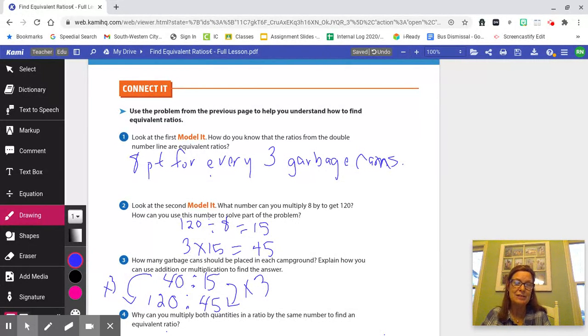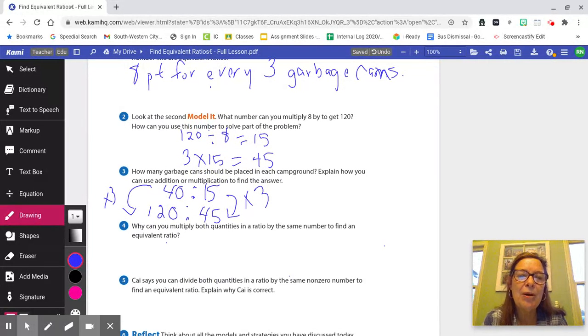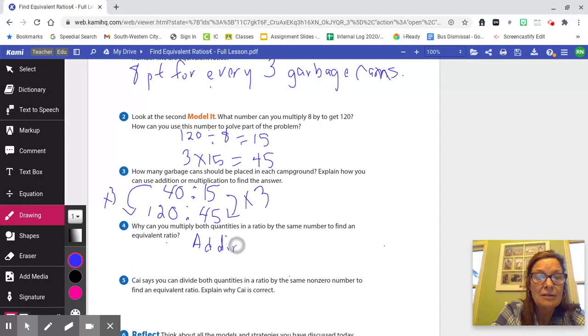that amount. Number 4, why can you multiply both quantities in a ratio by the same number to find an equivalent ratio? When you multiply both quantities, you are adding equal groups. So because you're adding equal groups, the comparison's going to be the same. Adding equal groups.